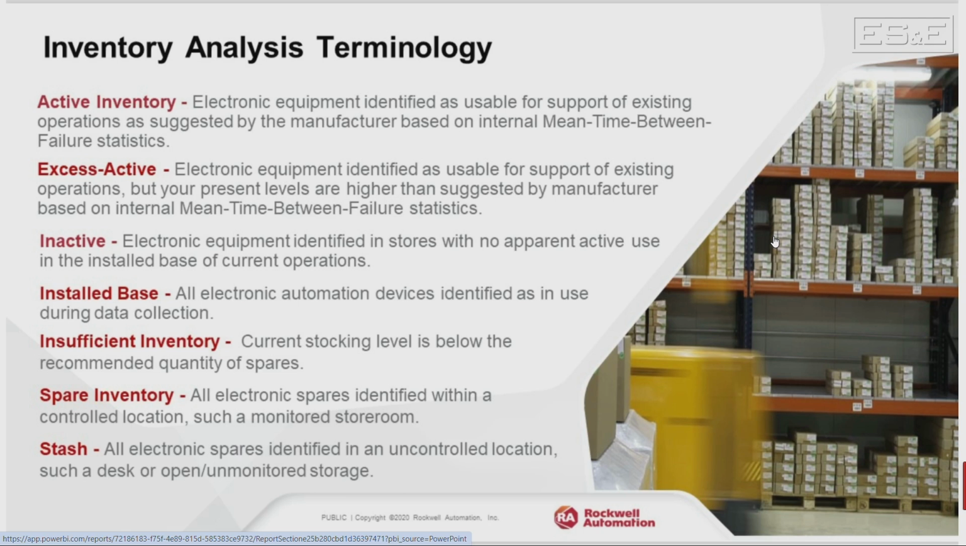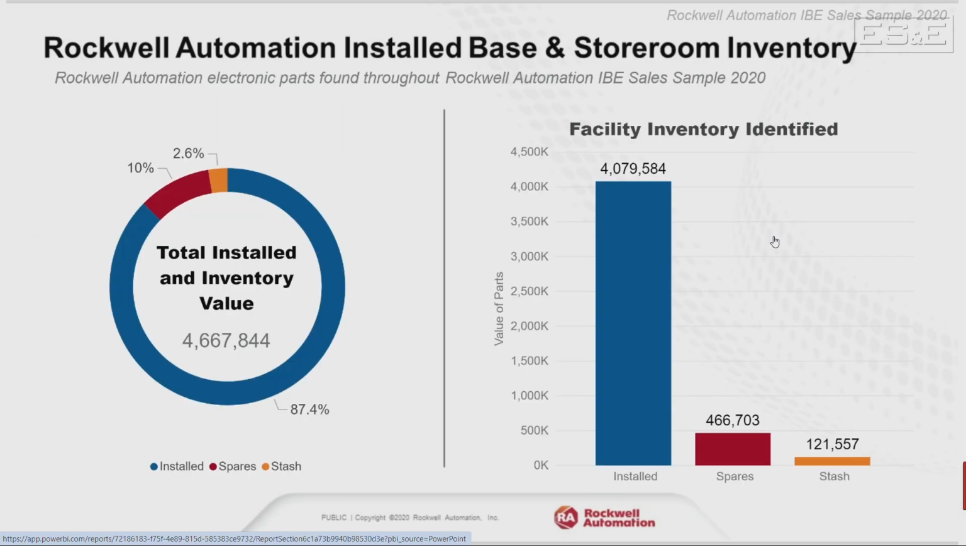Spare inventory is just a controlled area that you have some spare inventory. This could include stash areas as well, and then stash. Those kind of go hand in hand there. They give you an overview here, and this is all a list price value of what is in your facility. So installed, they will give you a number here. Here it happens to be 4 million. Spares, 466,000, and then what's in your stash area. So this just gives you an overview of what you have at a list price dollar value.